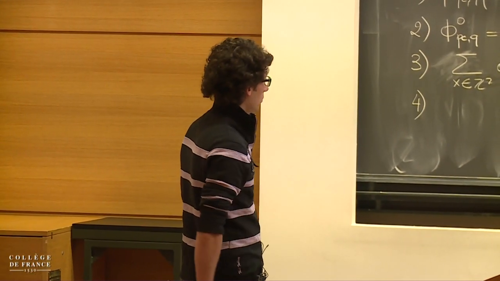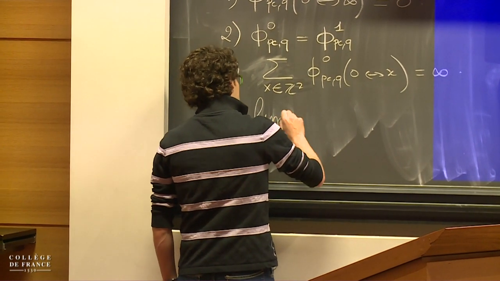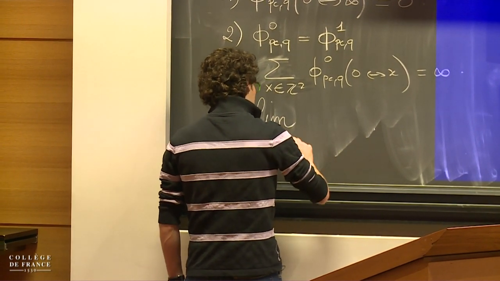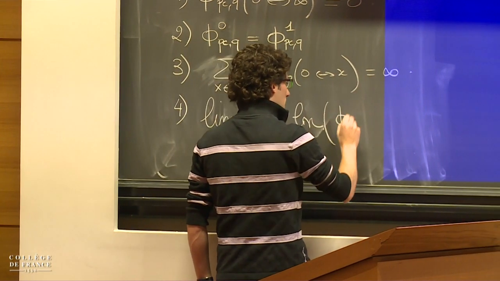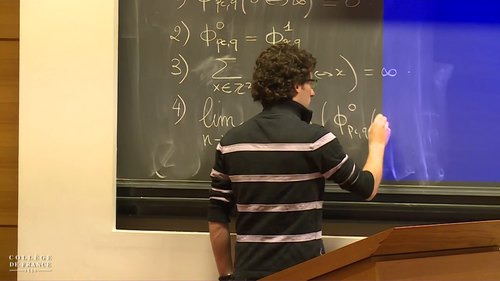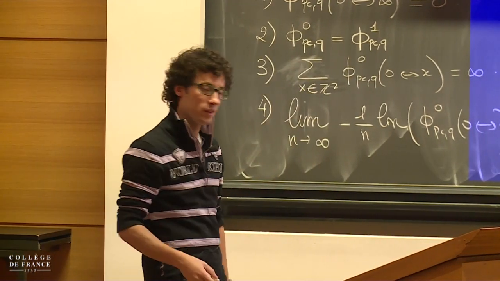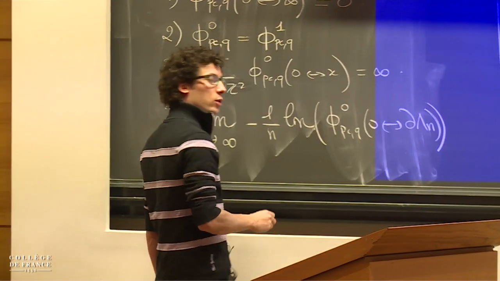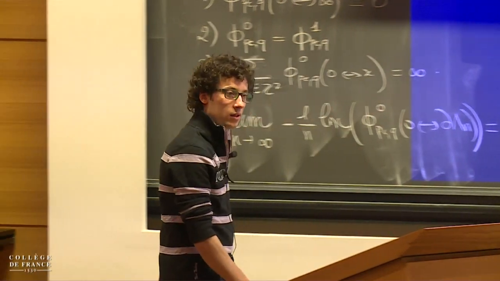There is a fourth definition that other physicists would like to see, which is that at criticality, if I look at the log of the probability that 0 is connected to the boundary of a box, so being connected to distance n, I look at the rate of exponential decay of this. Well, at criticality, it's 0, meaning it doesn't decay exponentially fast. This is another definition of a continuous phase transition.